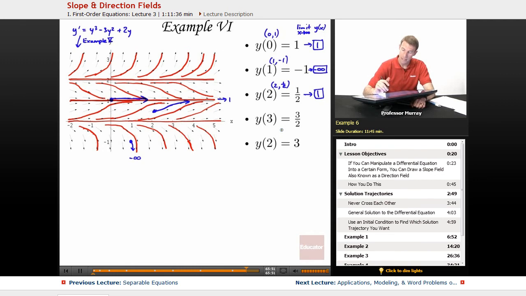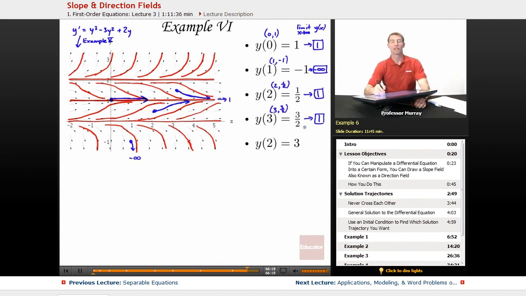Now, the next one is y of 3 is equal to 3/2. So I'm going to find the point x equals 3, y is equal to 3/2. X equals 3. 3/2 is between 1 and 2, so it's going to pick up right there. So, looks like it's headed downhill, and then it's going to level off. And that one's also going to head towards 1.